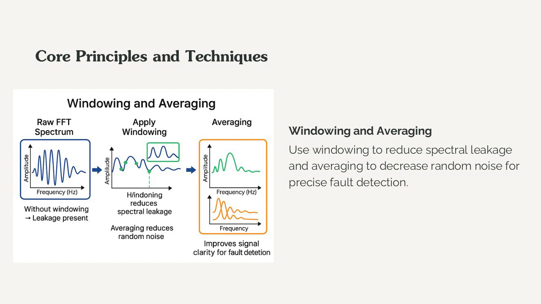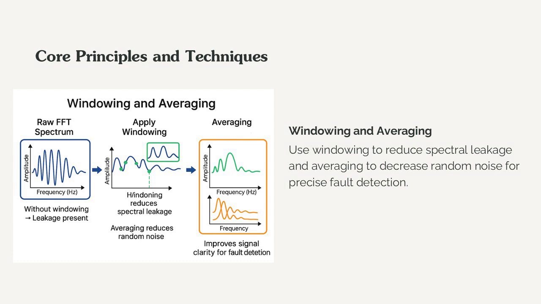Here's the explanation of the diagram layout of windowing and averaging for precise fault detection. Please note the color coding: blue for raw signal, green for windowing process and Hanning curve, and orange for averaged spectrum. The left side diagram is a raw FFT spectrum. It shows spectral leakage or side lobes around peaks. It is labeled as without windowing, then leakage present.